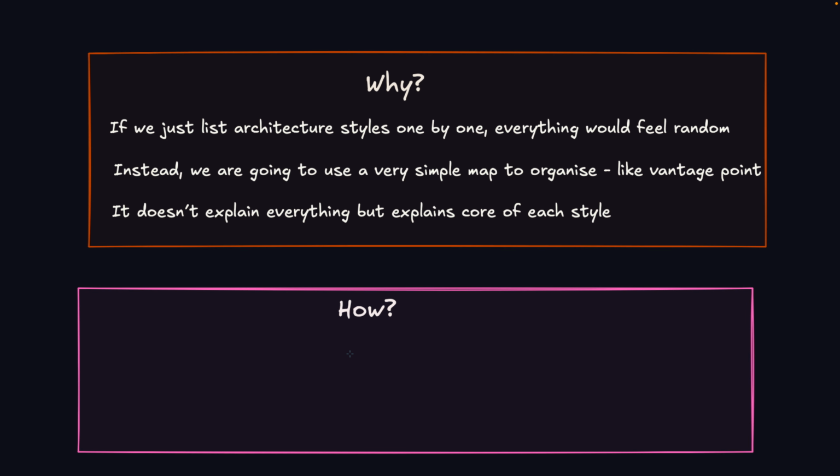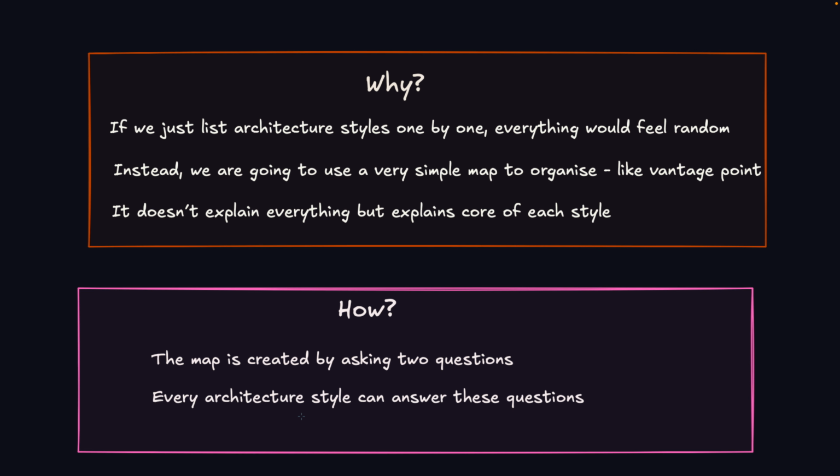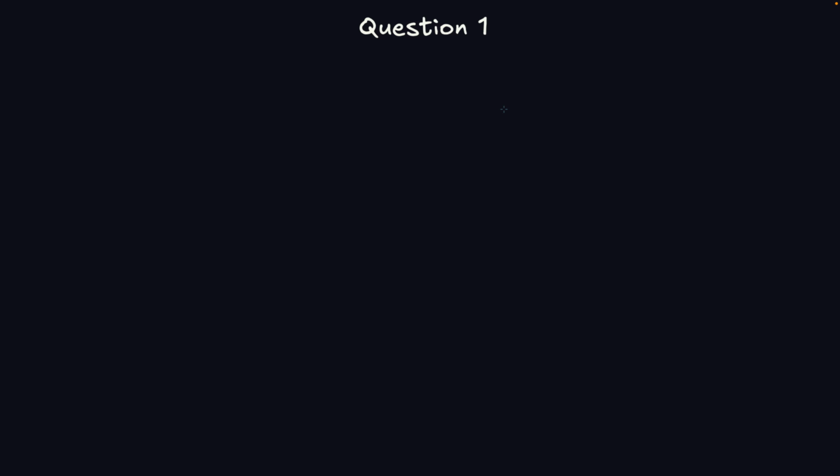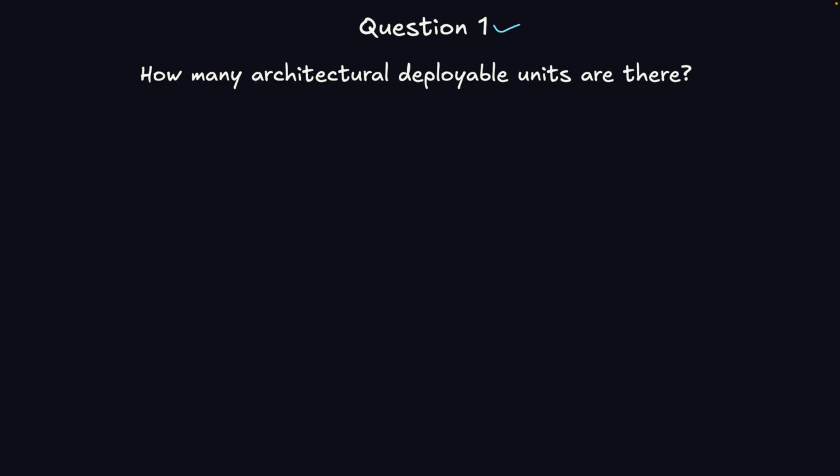Now, how do we create this map? How do we organize architectures and put them in this map? Well, for that, we are going to ask two questions. And every architecture style can answer these two questions. And depending on the answer, we decide where to put it in the map. Okay, what is question 1? The first question is, how many architectural deployable units are there in the system? So this is the first question.